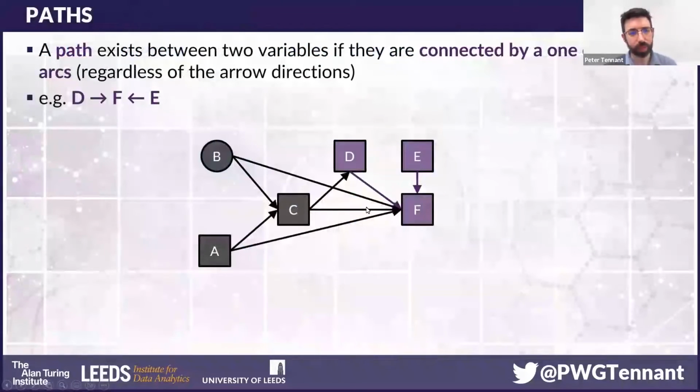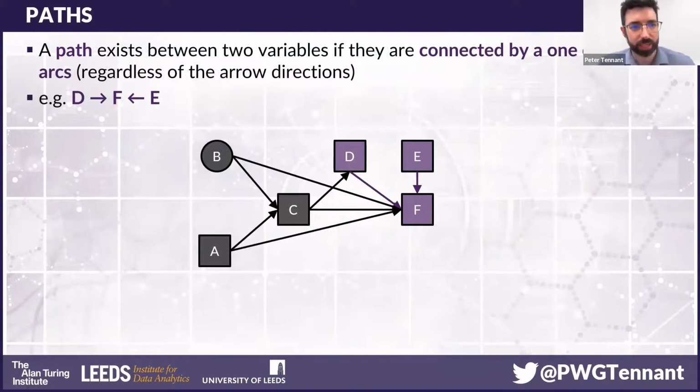Okay. So, as I say, I'm just going to whiz through some of the key anatomical features of these tools right now. So the first thing is we have a path, and a path exists between any two variables that are connected by one or more arcs. It doesn't matter about the arrow direction. So there, D-F-E is a type of path.